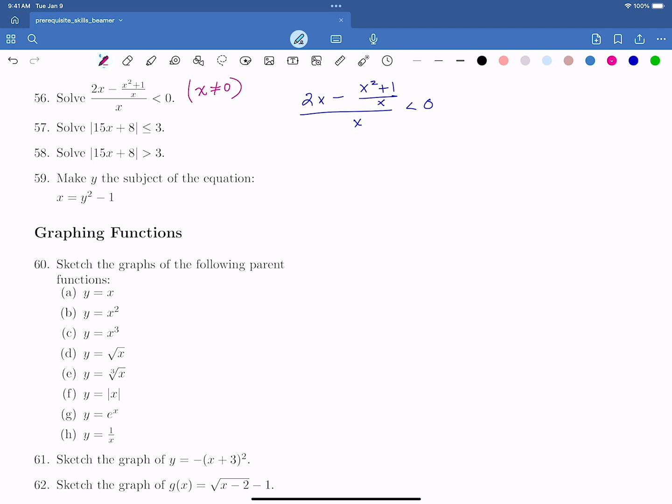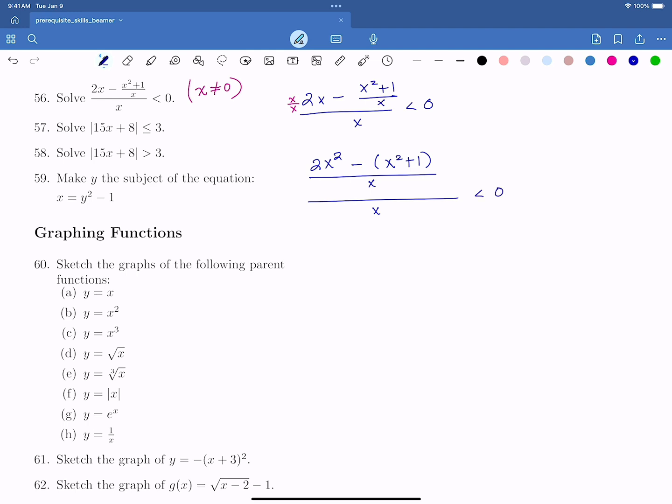And since x is not equal to 0, I don't have to worry about any problems if I try and divide something by 0. So I'm going to just start by multiplying both sides by x. Oh, wait, actually I don't want to do that because it's an inequality. It's not an equation. All right, let's just simplify the numerator instead. I'm going to get a common denominator, so I'm going to multiply this by x over x. And that's going to give me 2x squared minus (x squared plus 1). These are both now over x, and then that's all over x, less than 0.